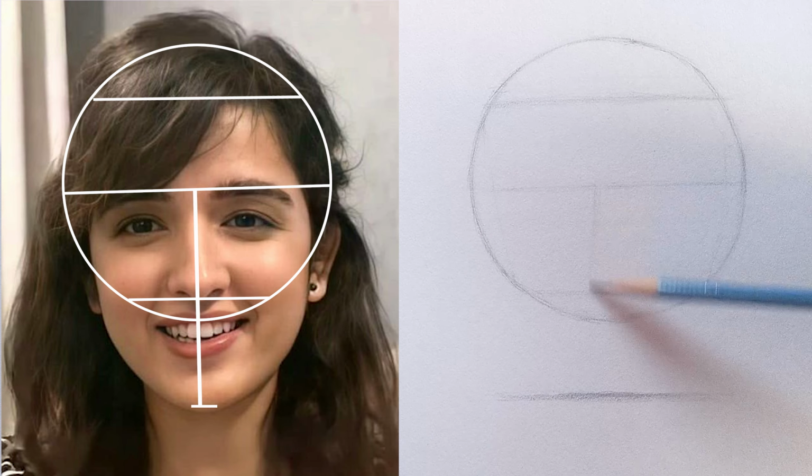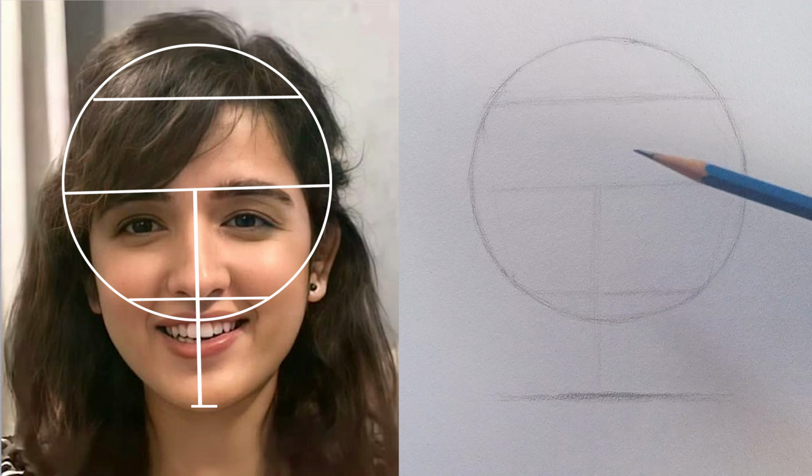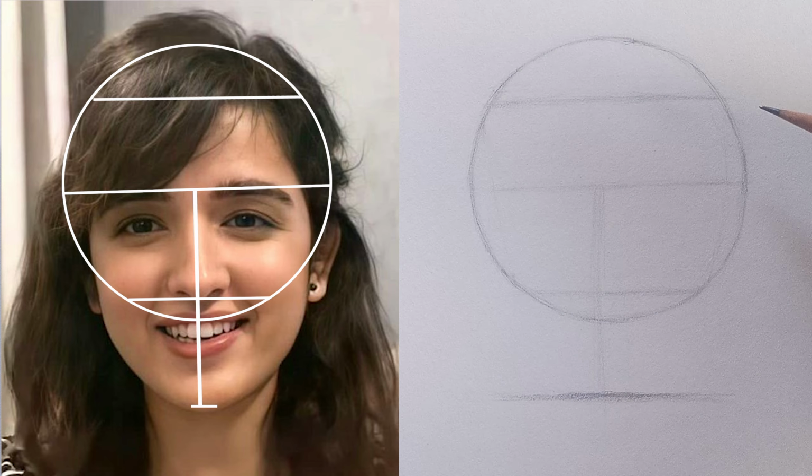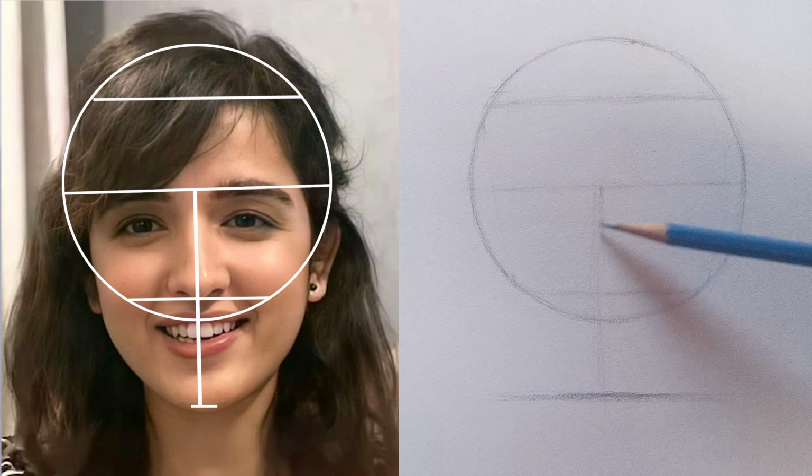After we are done with this process, we'll be marking a central line. It would be a straight line starting from the brow line to the chin, and this is the center of the face.